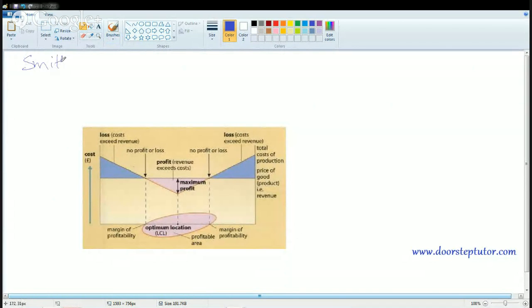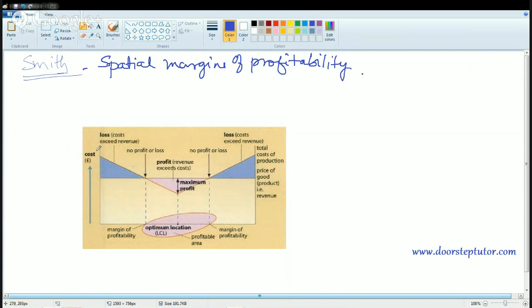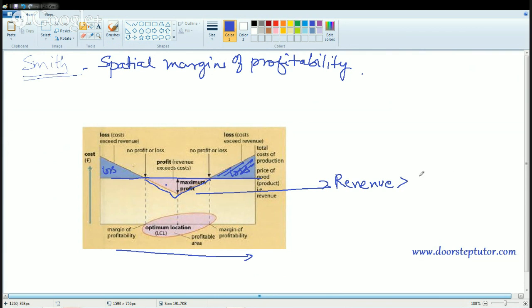Now we come on to the next theory, that is the theory of David Smith. This concept is known as the spatial margins of profitability. Under this concept, what Smith tried to do was interpolate the cost and the location. He said, for example, this is the line. Beyond this, since the cost of production is more, I'll incur loss. So these two in the blue are the loss. And this is the region where I'll have profit, because in this region my revenue or my income is more than my expenditure or my cost. So this is the region of profit.